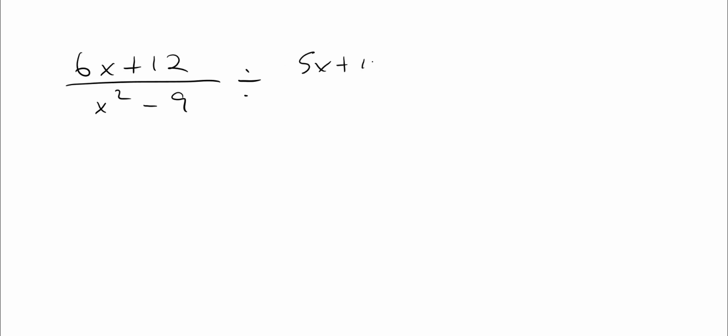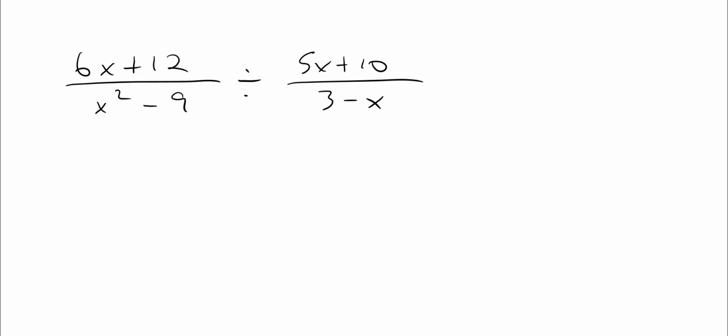So let me do that one. If I do 6x plus 12 over x squared minus 9 divided by 5x plus 10 over 3 minus x. Okay, this is not really that complicated.